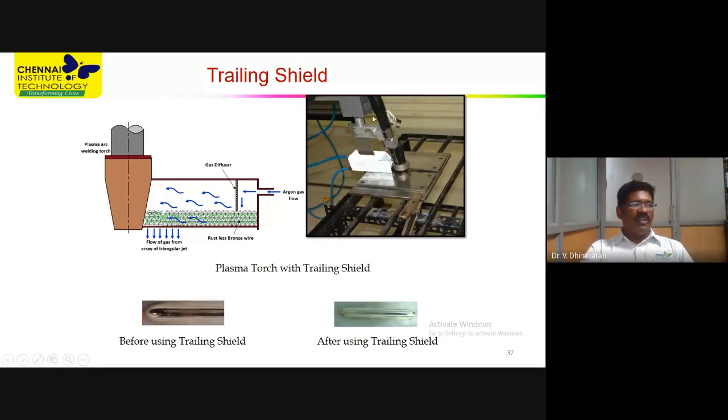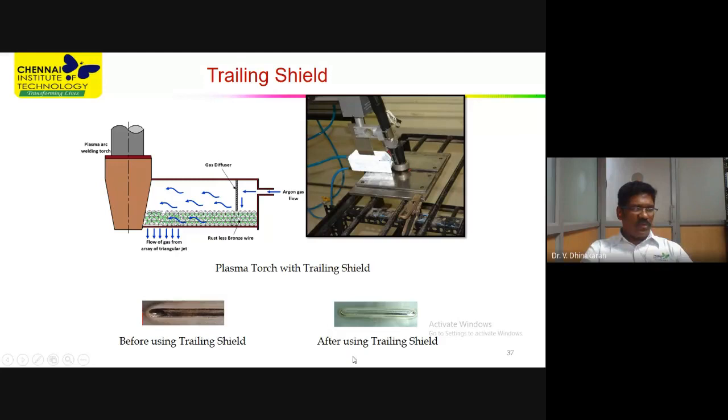In our lab, with the core research team and with the help of my guide, Dr. Sivashanmugam and Dr. Sagaranayan Sami, and my fellow researchers Dr. Karthoraj and Dr. Stephen, we have developed this new trailing shield, which is going to be patented soon. And this new trailing shield has been effective in producing a very good sound weld pattern.